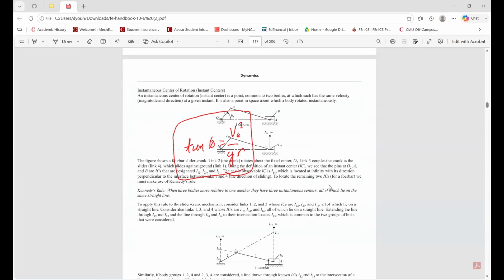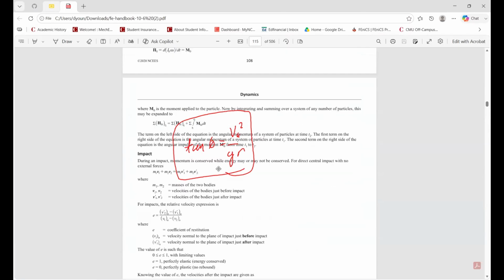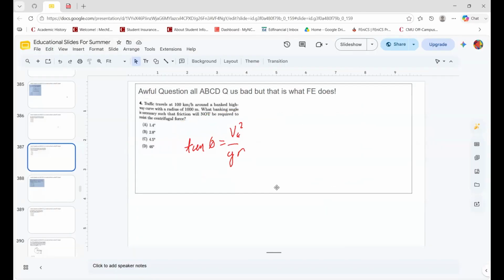But I think we could try to derive it a little bit. If you don't get anywhere, well, I tried. But in reality, you can just memorize that equation and be done with it. Sine theta and cosine theta is what I'm predicting is in this thing. So the car was traveling around a banked highway curve with a radius of 1,000. So it's like this, right? And then you need to get the angle here. The friction will not be required to resist the centrifugal motion, which means the friction is this way, and you're basically trying to figure out this formula, right?